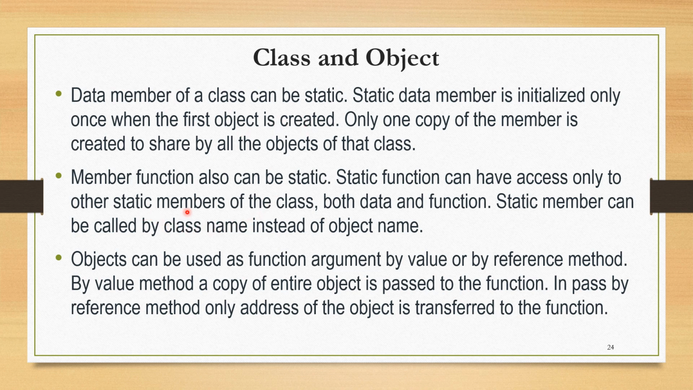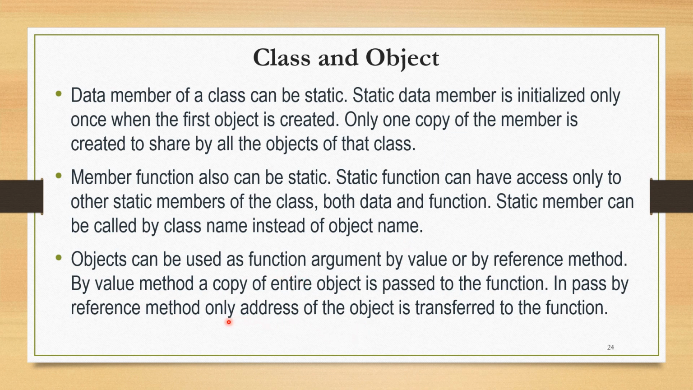Now, a member function also can be static, just like a data member. A static function can have access only to other static members of the class, both data and functions. That means if you have a static function in your class, that function accesses only static data and other static functions of the class. A static member can be called by class name instead of object name. Usually we call a function by object name, but if it is a static function, then we can call it by class name.